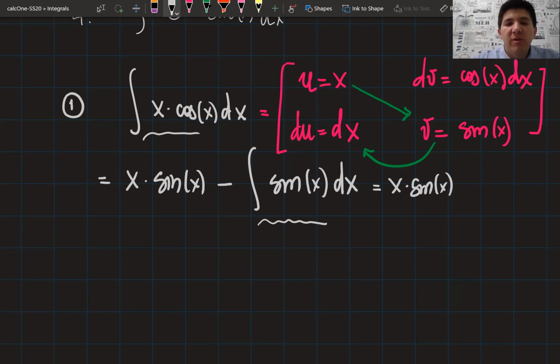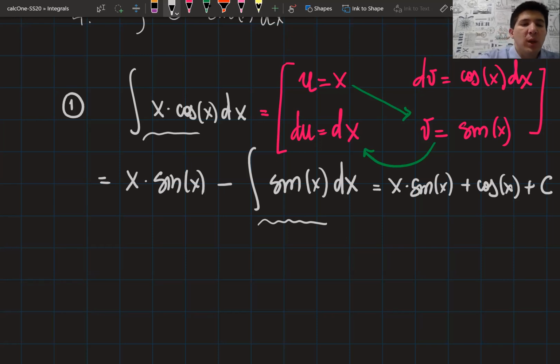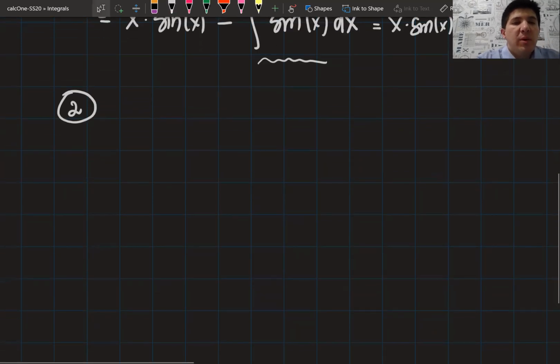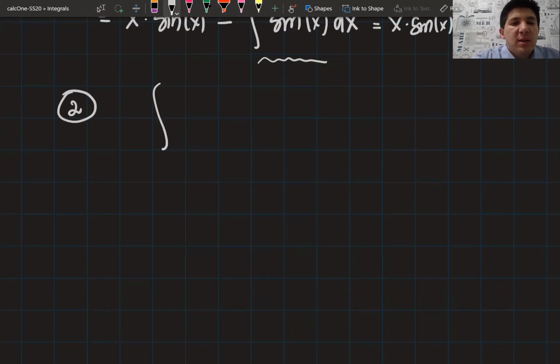So the integration of the sine is going to be minus cosine, and with this minus it becomes plus cosine of x plus the constant. Well, let's try to do this second example. In the second example, I've got the integration of x multiplied by e to the power of x dx.